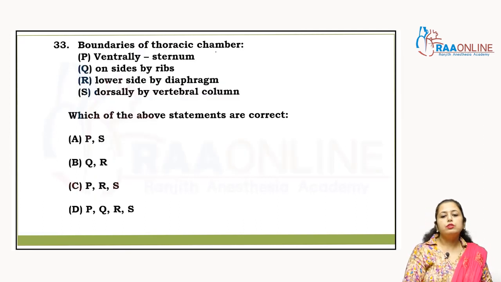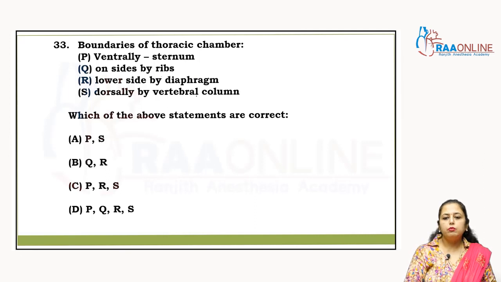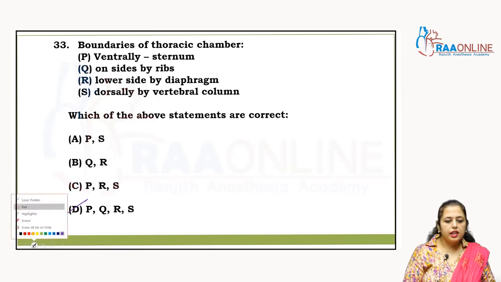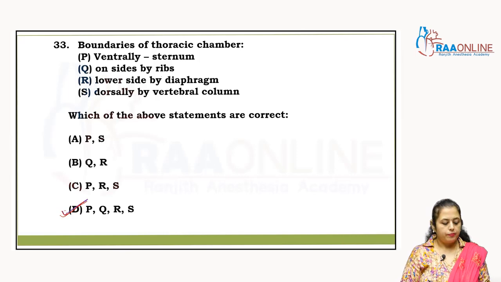So the boundaries of the thoracic chamber: ventral sternum, on the sides the ribs, lower side the diaphragm, and dorsal the vertebral column. We already studied that when we discussed the thoracic cage, right? So which one of the following statements are correct? All statements are correct, right? So the answer is D.